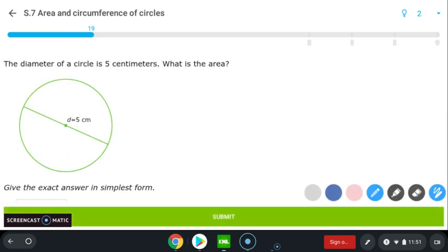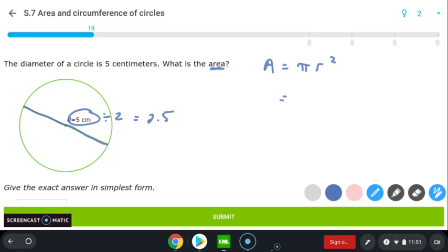Okay, this time they give us the diameter. And so remember, if you read through, it says the diameter of a circle is 5 centimeters. What is the area? If we're finding area, we have to know the radius because that formula is pi r squared. So to get the radius, we take this, divide it by 2, and we get 2.5.